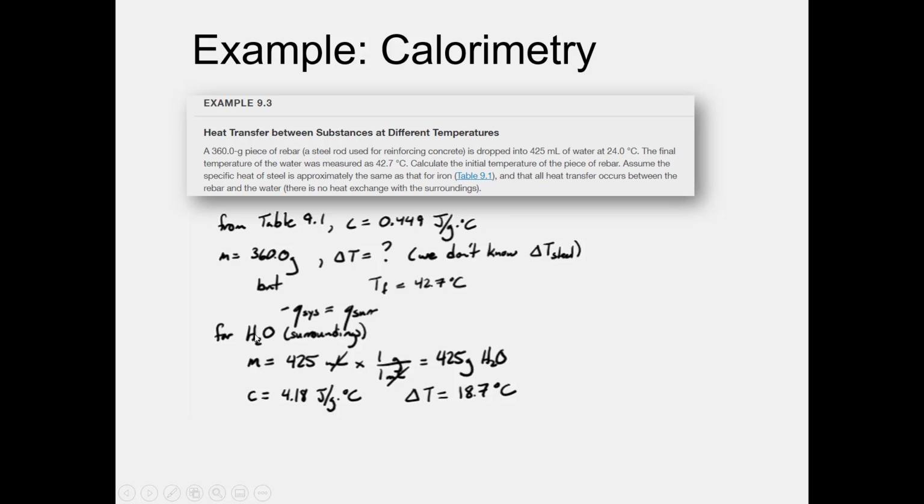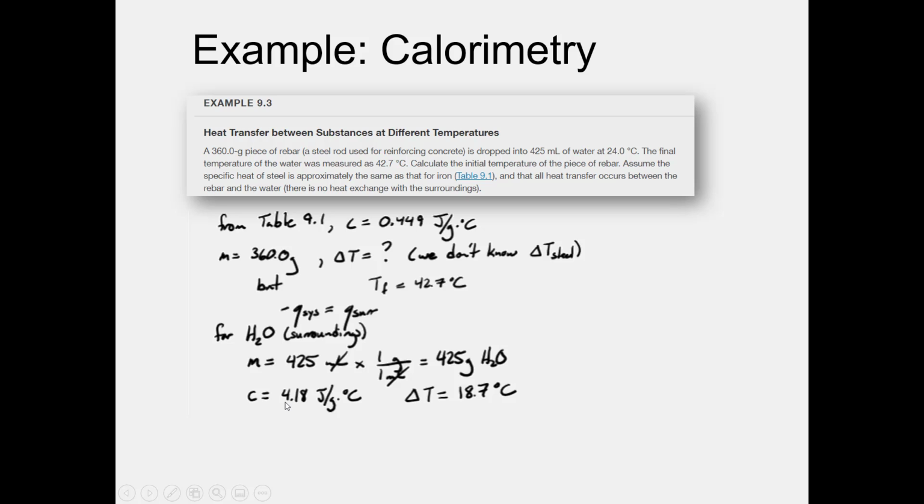We want to define the same set of parameters for water that we did for the steel, and we're going to say, okay, if we can find the heat gained by the water, the Q surroundings, then we can figure out the heat lost by the steel, and we can use that to calculate the initial temperature of the steel. So the mass of the water we can find by using the density of water. If we have 425 milliliters of water at room temperature and anywhere up to about 50 degrees, so it's valid for this problem, the density of water is 1 gram per milliliter. So 425 milliliters of pure water would have a mass of 425 grams, anywhere near room temperature.